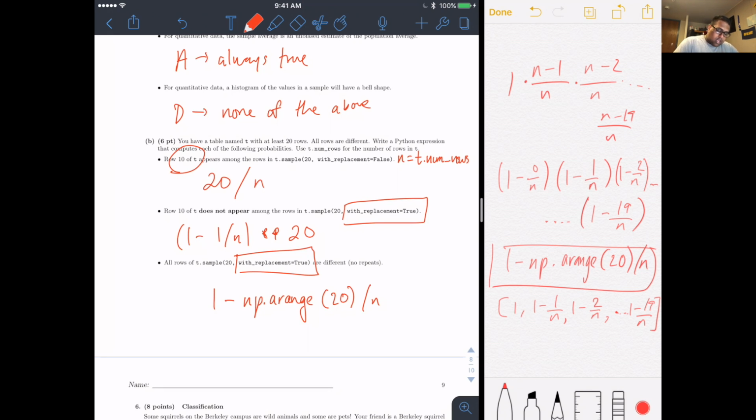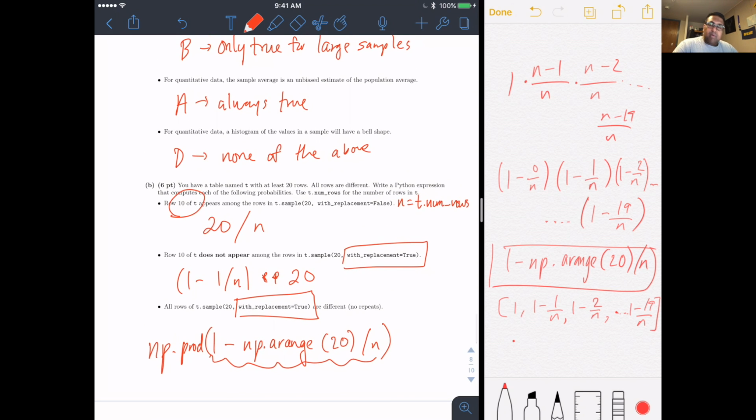So you could do a for loop or np.prod. np.sum sums together the values in an array, np.diff gives you the pairwise differences, np.prod gives you the product of all elements of the array. So this expression in here will create the array we want, which will be the product of these 20 different probabilities, and then np.prod will give us the product. And that is problem 5.